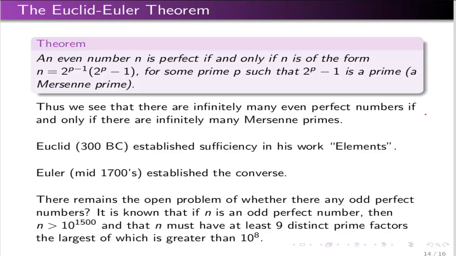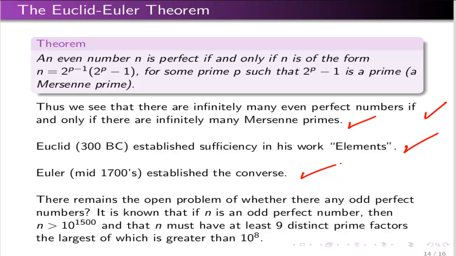So we see that there are infinitely many even perfect numbers if and only if there are infinitely many Mersenne primes. So every time you have a Mersenne prime, you get a new even perfect number. So again, Euclid established the sufficiency in this theorem. He did that in his Elements. And then Euler, almost 2,000 years later, established the converse statement. So there remains the open problem of whether there are any odd perfect numbers. So this theorem is just addressing even perfect numbers.